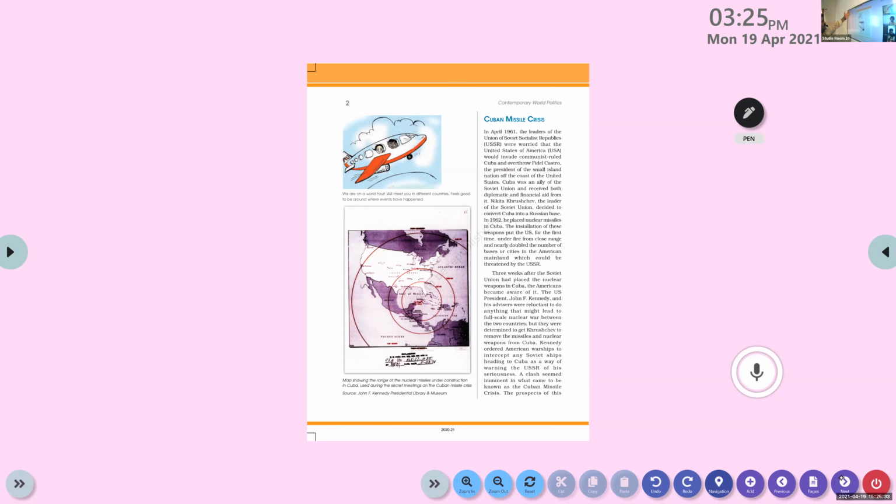So you can see the picture here, page number 2. One girl and a boy are traveling in an airplane. "We are on the world tour. We'll meet you in different countries. Feels good to be around where events have happened." So we are going for a world tour, right? We're going for a world tour.